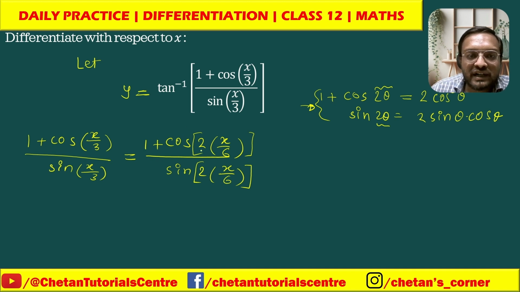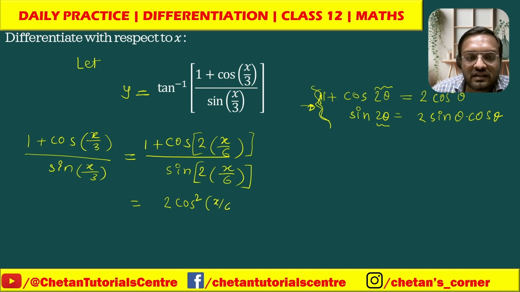Now once I have made this adjustment, I can use this formula. Here 1 plus cos 2 theta is equal to 2 cos square theta. So what I will get? This will be equal to 2 cos square, here theta is x upon 6.